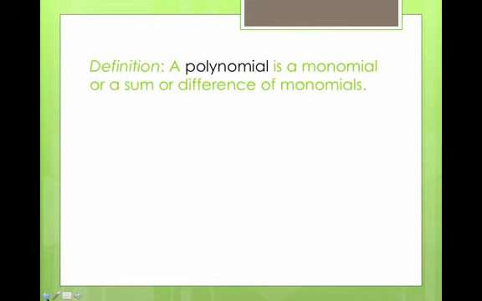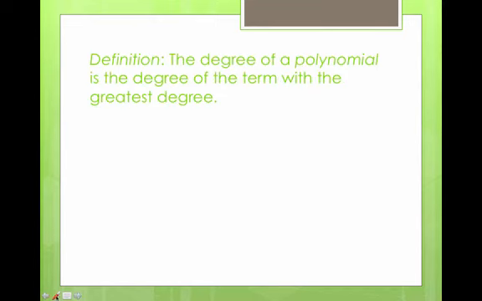Okay, so another definition. A polynomial then is a monomial or a sum or difference of monomials. So here are some examples of polynomials. I've got a straight up monomial. Here I've got a sum of monomials. Here I've got a difference of monomials. Yes, in fact, we will see shortly that a polynomial can have many, many terms. In this case, I just have two-term polynomials, and we'll talk about how to come up with a name for that in a moment.